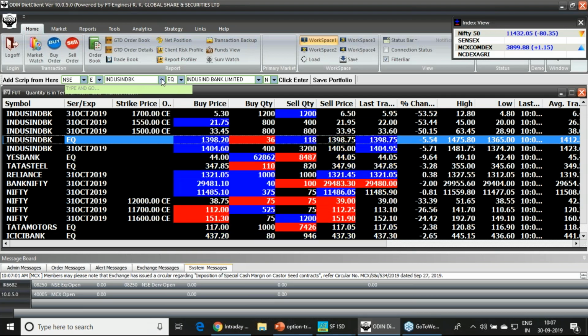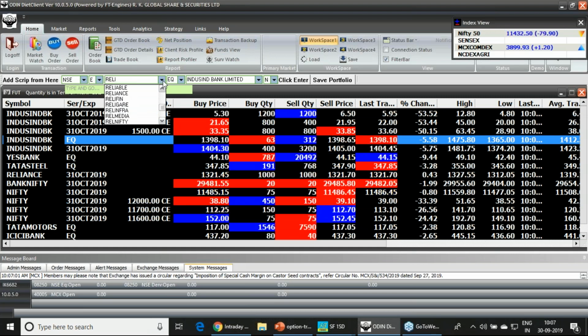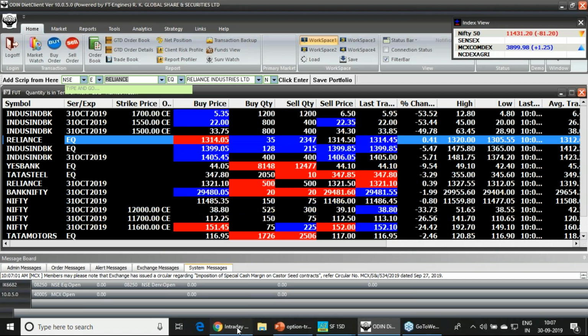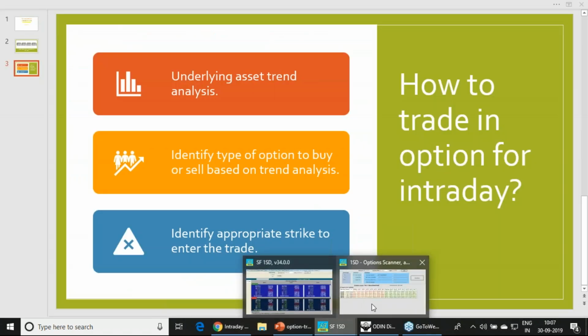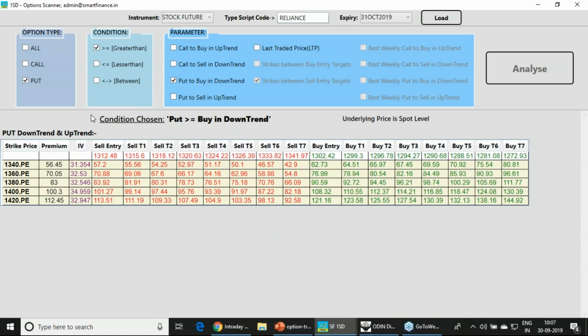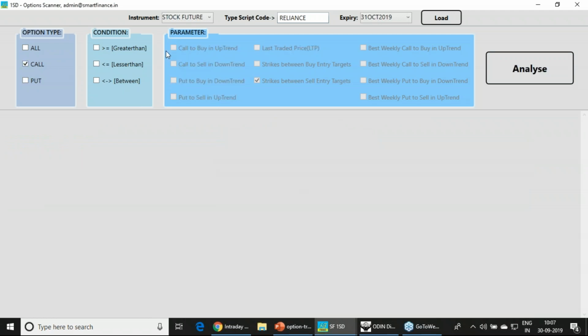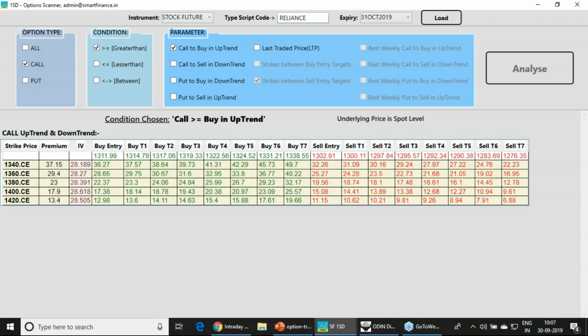The equity levels will be different. Reliance equity level is 1314; Reliance is trading at the 1314 level. So you can think of any of these call options to buy. Now it has crossed the buy entry and is at the target one level.